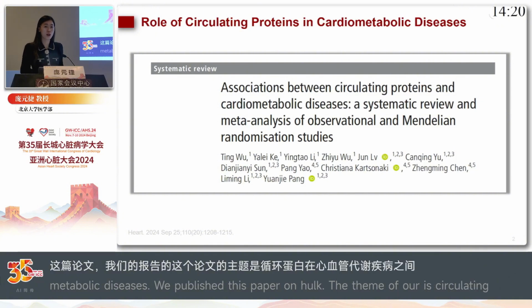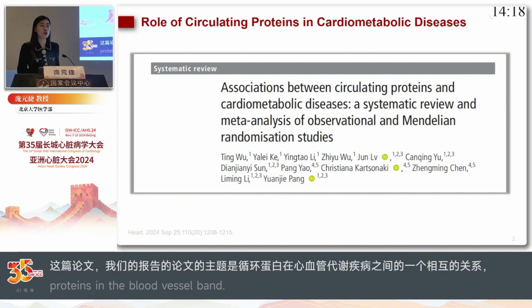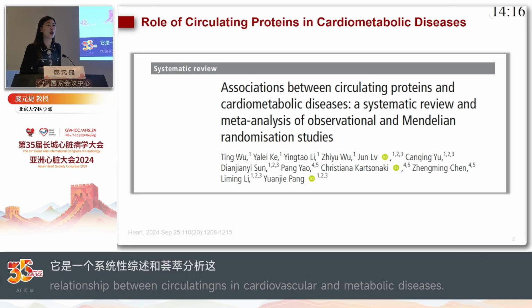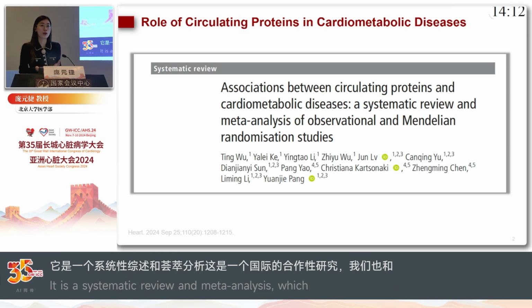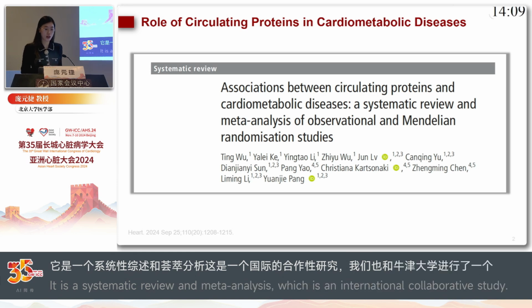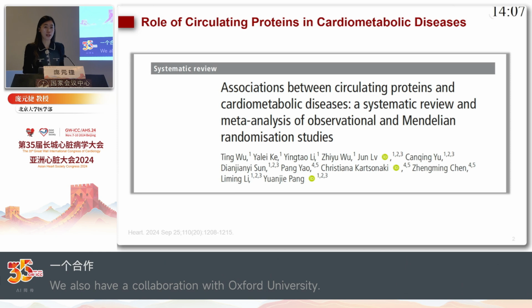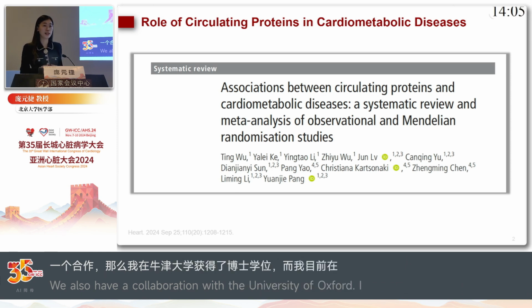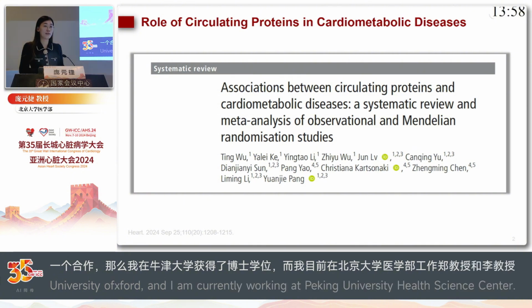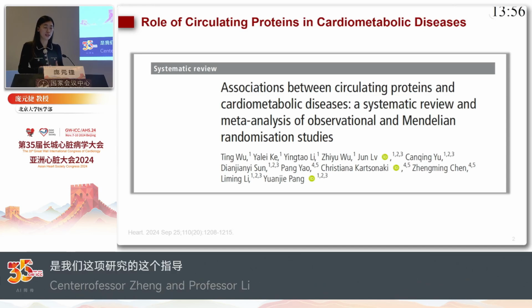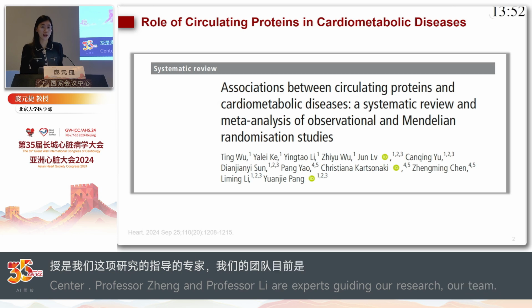randomization studies. This work is an international collaboration between University of Oxford, where I did my PhD degree, and Peking University, where I currently have my position. Professor Zheng Mingchen is my PhD supervisor, and Professor Liming Li is the current PI of our whole study group. Although this is only a meta-analysis, not an original piece of work, our team is currently conducting a lot of research looking at proteomics and cardiometabolic diseases.